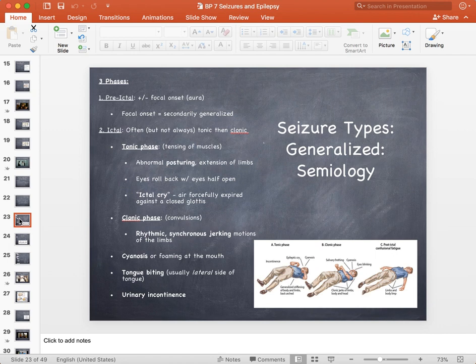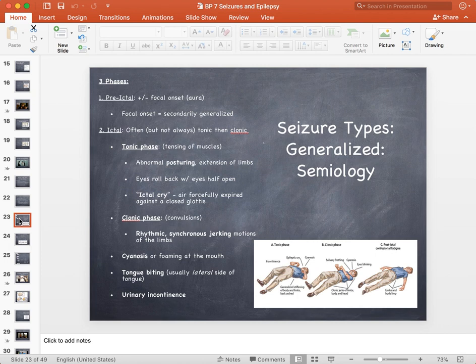To reiterate and explain a little further, the tonic phase is a tensing of muscles over the entirety of your body. It gives you abnormal posturing. You essentially get extension of limbs, because your extensors can be a little bit stronger than your flexors in a lot of cases, so they seem to win out. Your eyes might roll back, and sometimes you'll get an ictal cry. This is because your diaphragm is contracted and pushing against your also contracted and closed glottis. You're pushing air out, and you can get a very stereotypical, loud, frightening kind of cry or scream.